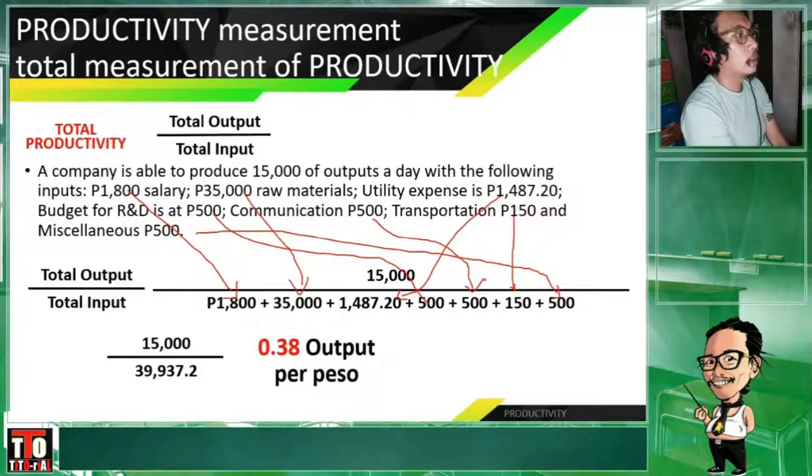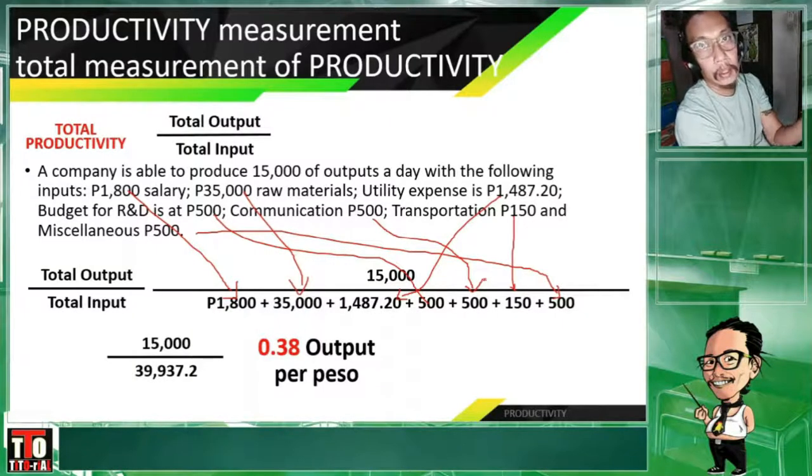So, 15,000 over 39,937.20, you have 0.38 output per peso productivity. Okay? And that is your total productivity on our example company.